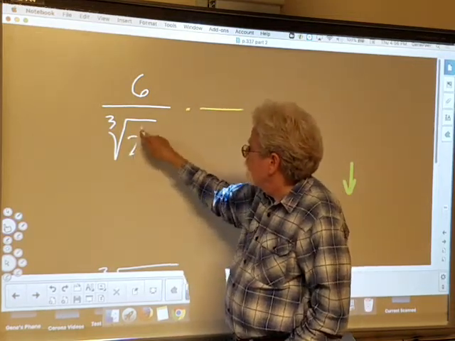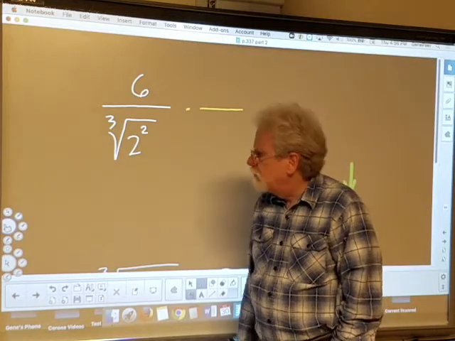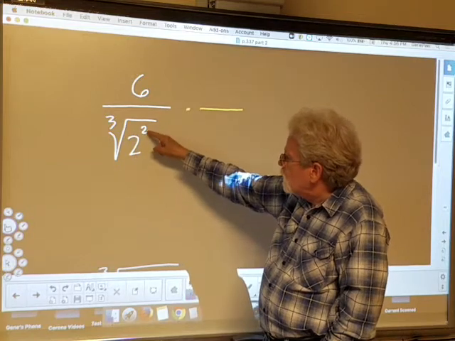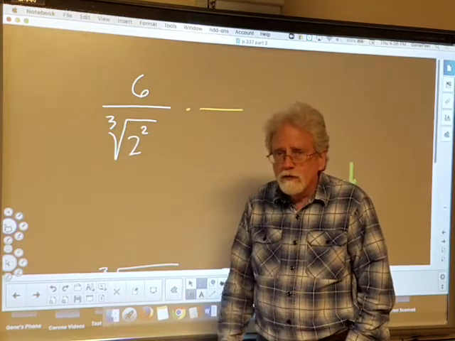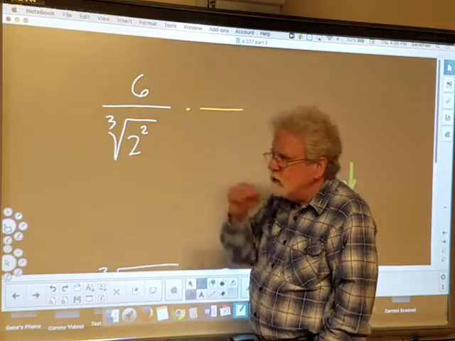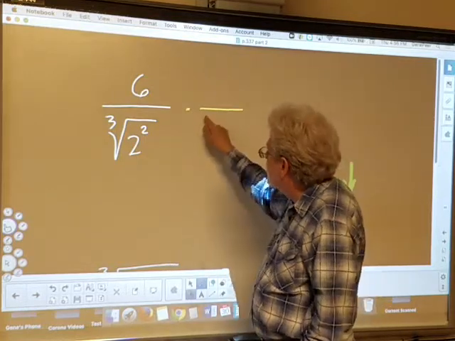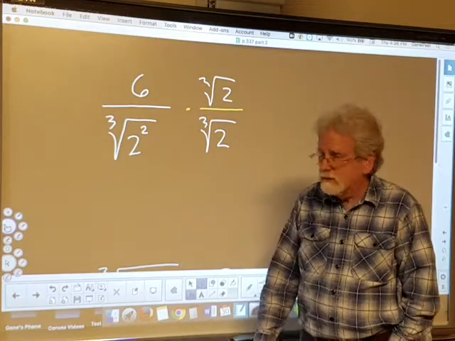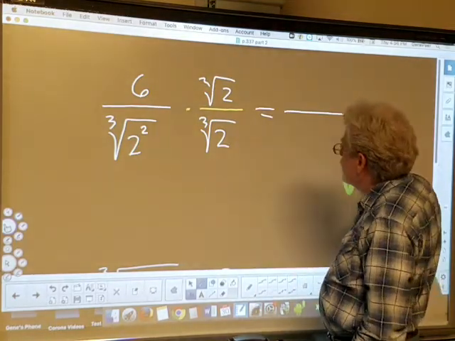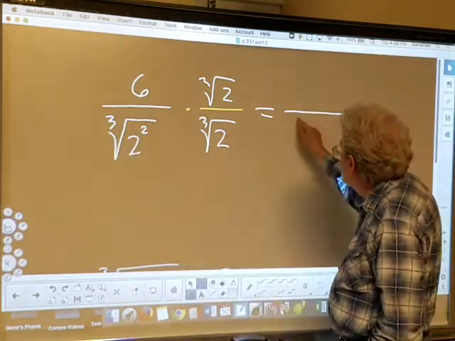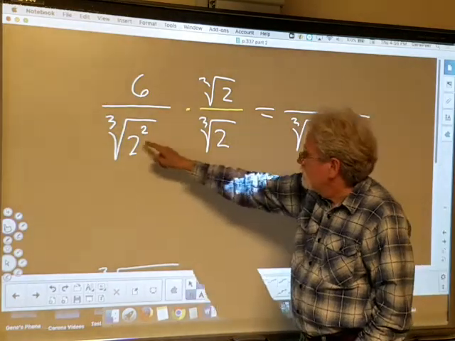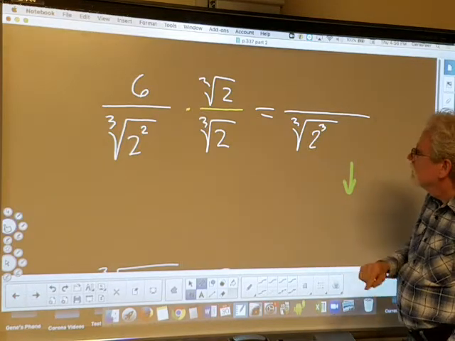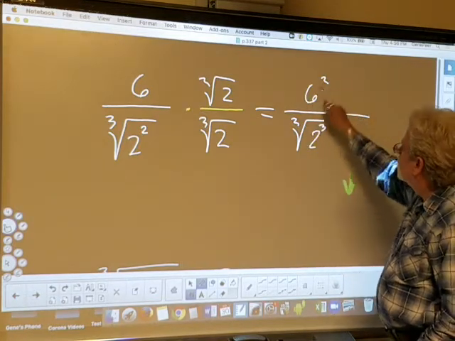Consider that 4 to be a 2 squared. Then you say to yourself, if only, instead of being a 2 squared, if that were a 2 cubed, then that would cancel. Oh, well, how about if I multiply by another cubed root of 2? What's that give me in the denominator? Now I have cubed root of 2 times 2 times 2. 2 cubed. Up here I have 6 cubed root of 2.